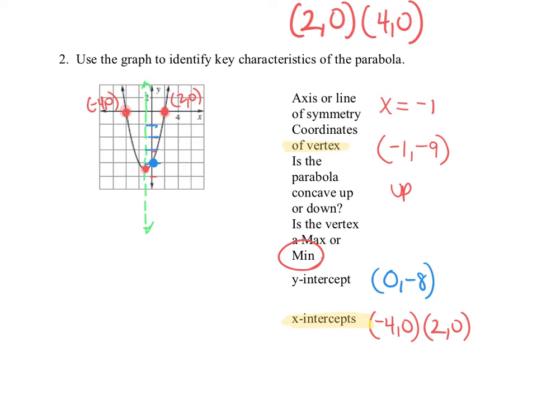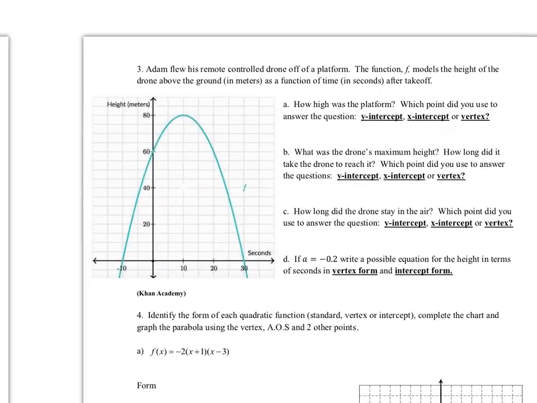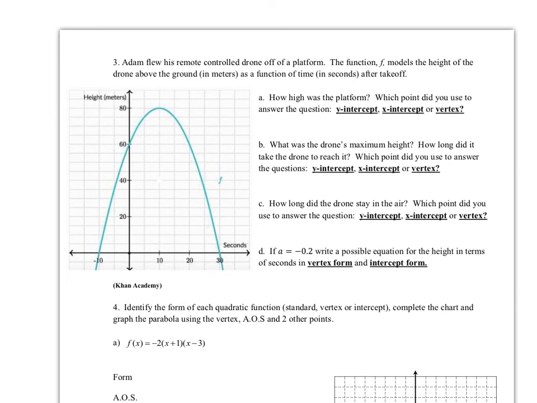And then question 3, it says, Adam flew his remote-controlled drone off a platform. The function f models the height of the drone above the ground in meters as a function of time in seconds after takeoff. How high was the platform? Which point did you use to answer the question? So when you're looking at that, how high is where it's starting from, right? So pretty much you want to think you're kind of ignoring all this stuff, right?